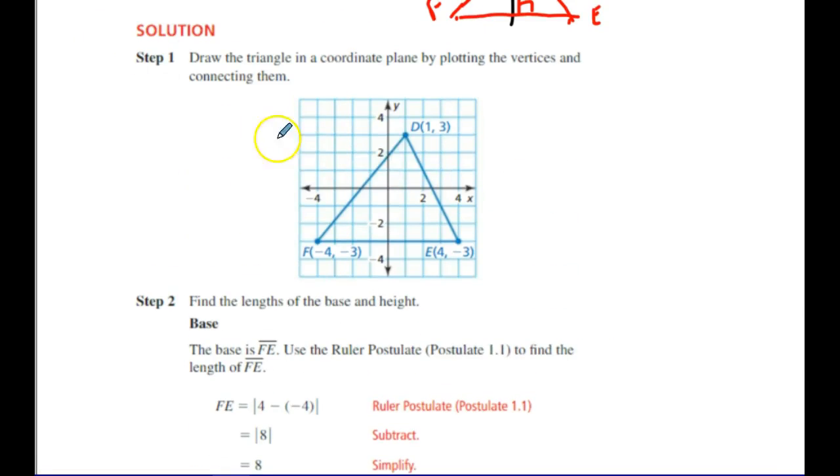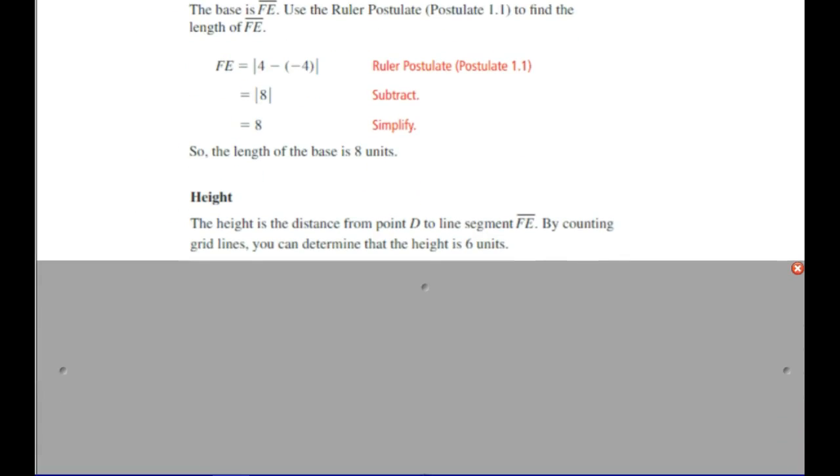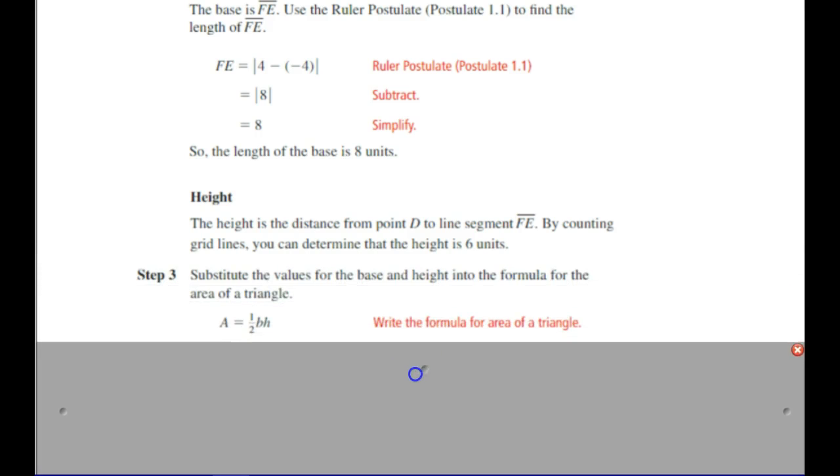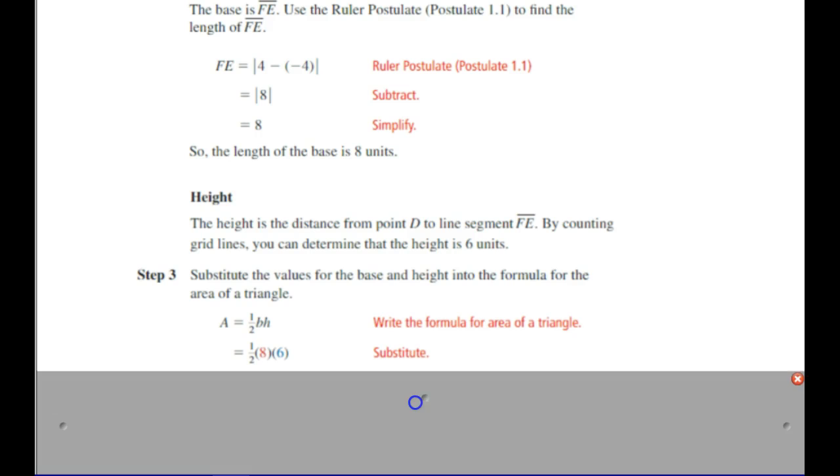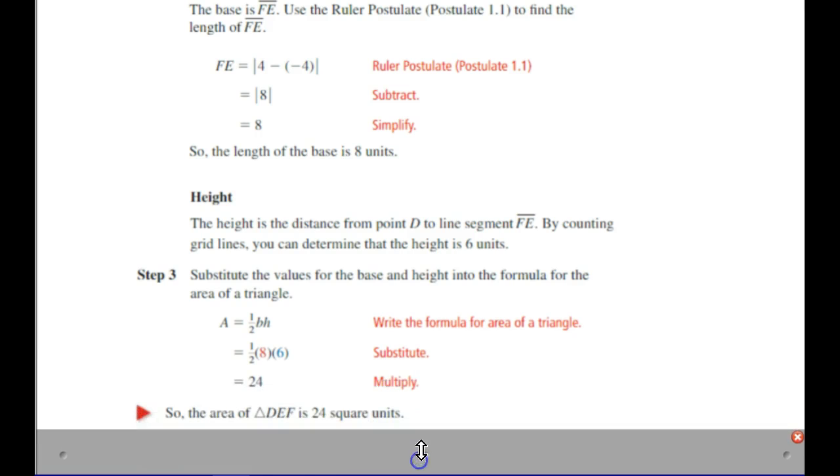Okay, so to find the height, I know I have to go at a perpendicular, a 90 degree, from this base to my other point, which is right there. So I know I have to make this 90-degree angle. So again, my line segment here from D to my FE segment follows along one of my lines. So again, I can just count the pieces and not have to actually use the Pythagorean theorem or the distance formula. So I see that my height is 6 units. So now I just substitute that into my area formula, which is 1/2 base times height, and simplify and multiply. So I see that the area of that triangle is 24 square units.